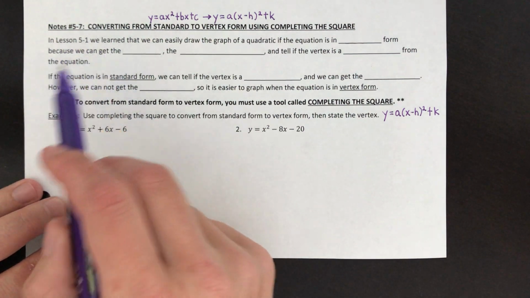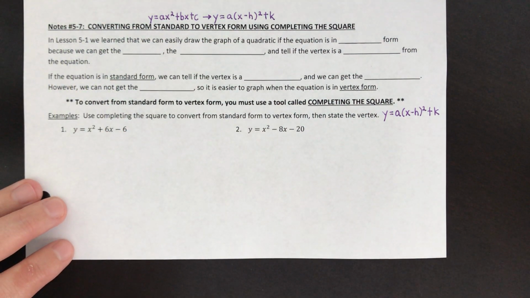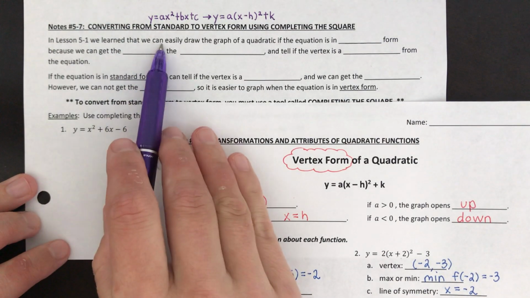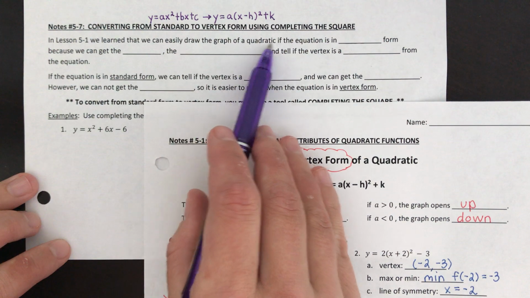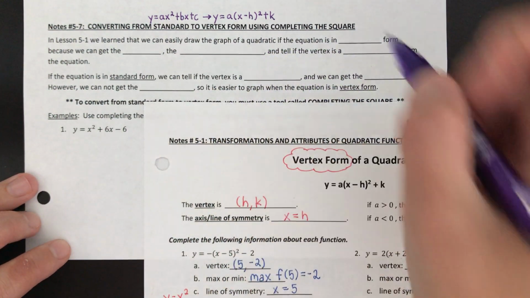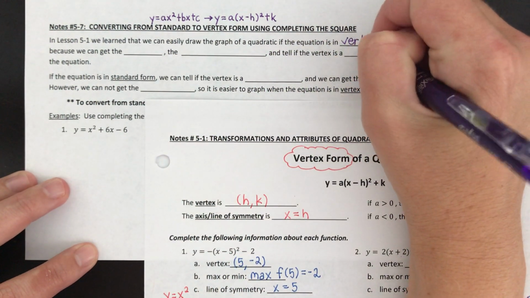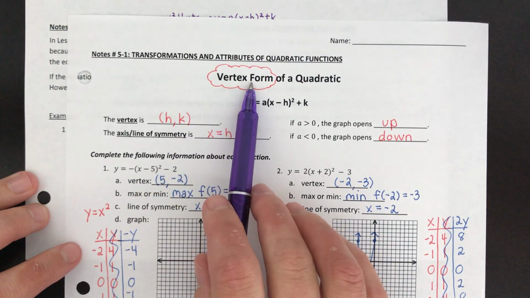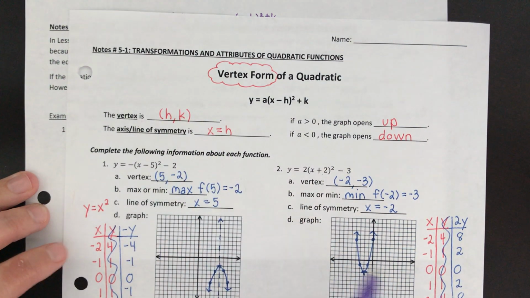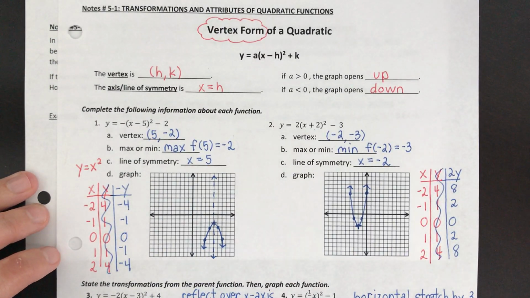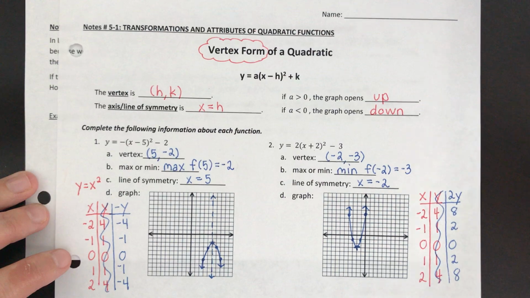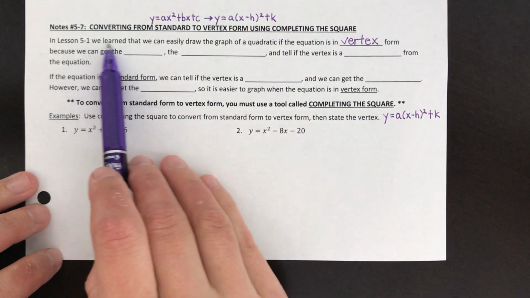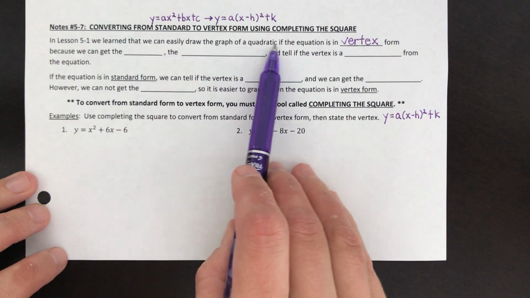In lesson 5-1, which was 2 lessons ago, I believe, we learned that we can easily draw the graph of a quadratic if the equation is in vertex form. Like I said, in lesson 5-1 we learned about vertex form of a quadratic and how to graph a quadratic when it was written in vertex form. So just a quick recap of that lesson.